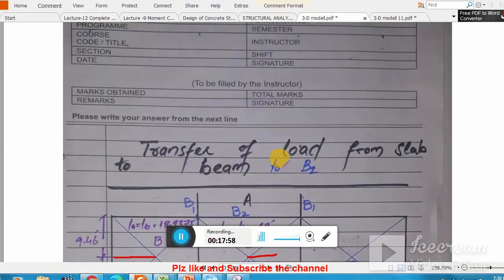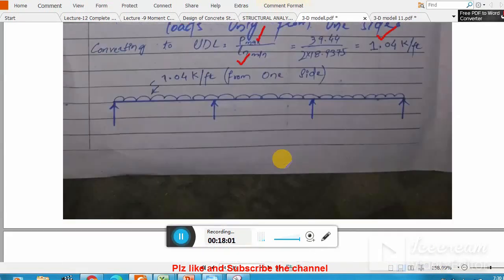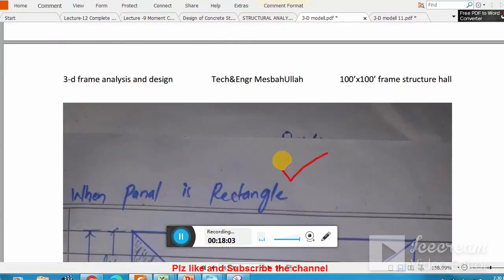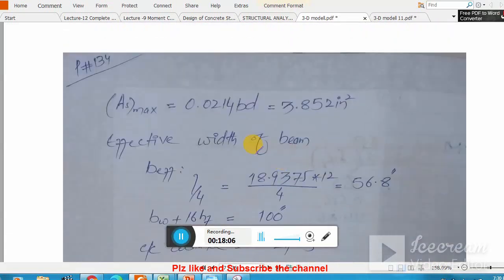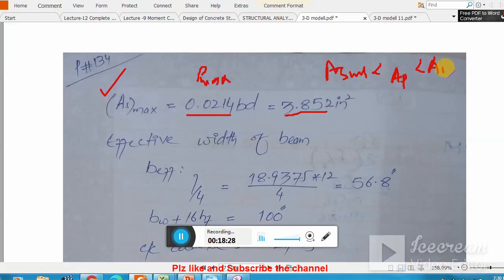So this is moment distribution, and here we have AS max, so 0.021, this is my rho max. Clear? So rho max times BD, we got this is the maximum steel reinforcement. So this means that AS provided should be greater than AS minimum and should be less than AS max. This is the ductility check. Clear? We have to ensure this ductility.